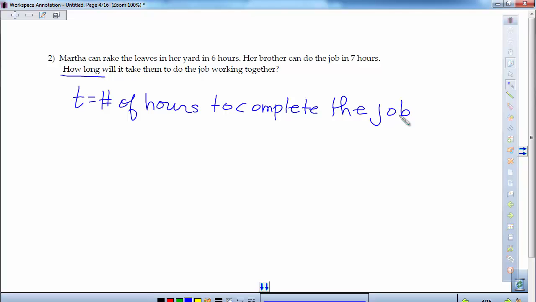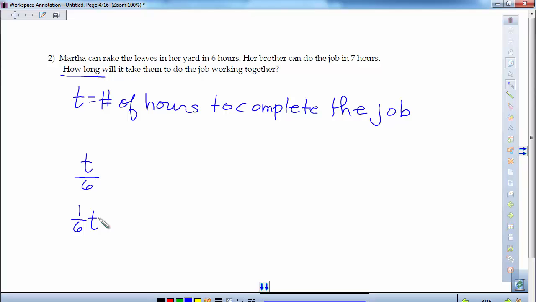Well, let's say it was 1 hour. In 1 hour, she'd get 1/6 of the job done. In 2 hours, she'd get 2/6 of the job done. In 3 hours, she'd get 3/6 of the job done. In t hours, she's going to get t over 6, or you could write this as 1/6 t of the job done. That's the same expression. You can write it either way.